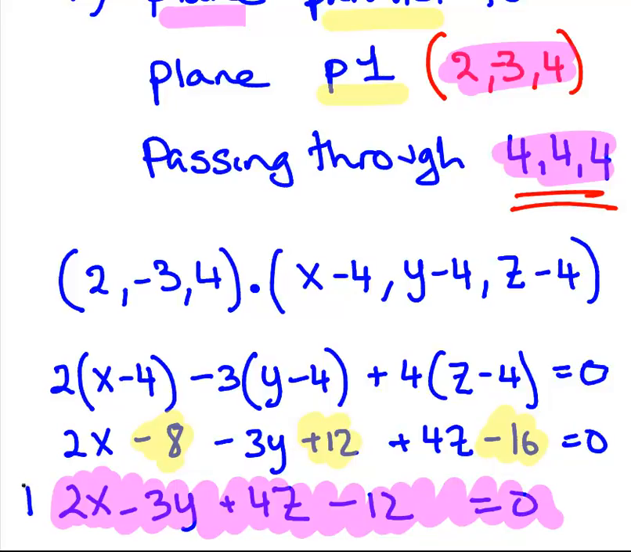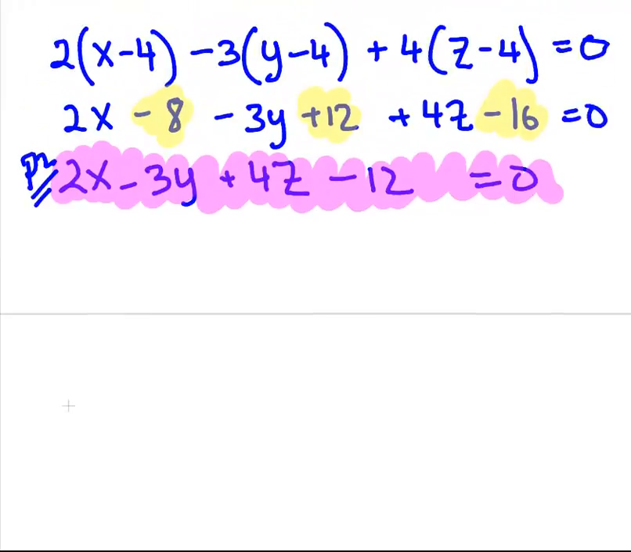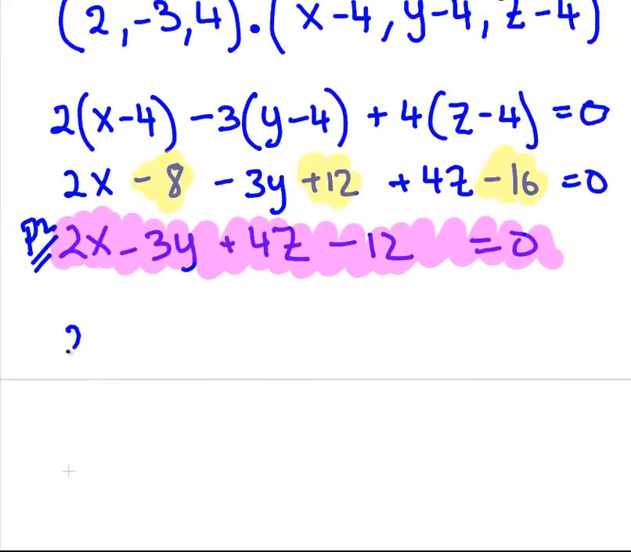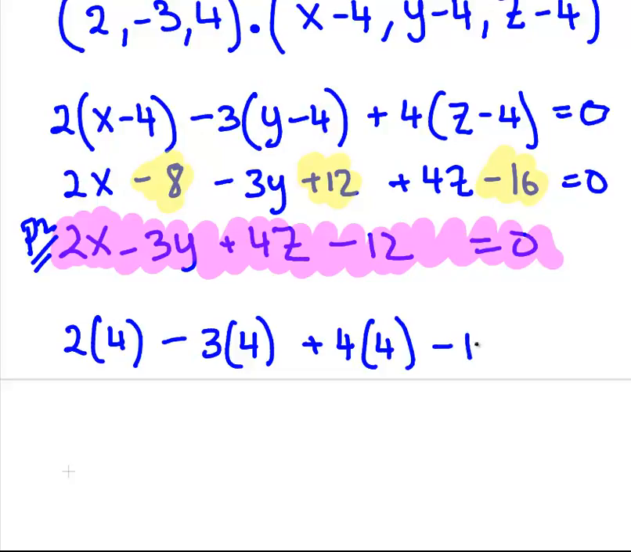So the answer for this part is the equation of the plane parallel to P1, which we'll call P2, passing through the point 4, 4, 4. Let's check that the point 4, 4, 4 goes through it. What do we have? 2 times 4 minus 3 times 4 plus 4 times 4 minus 12. That gives us 8 minus 12 plus 16 minus 12, which gives us 0.